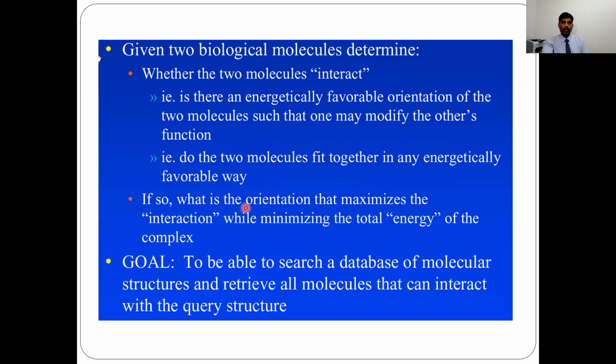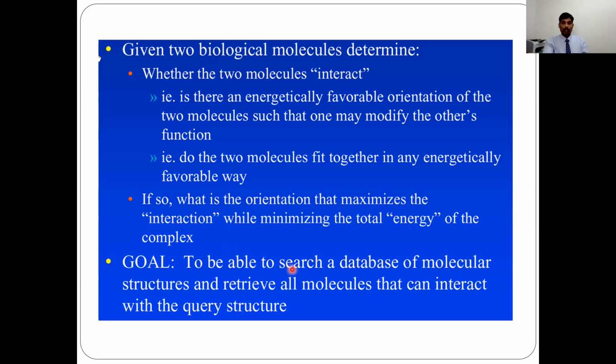So what is the orientation that maximizes the interaction while minimizing the energy of the complex? When you are trying to find whether two molecules bind or not, we need to understand what the favorable orientation is. There are so many orientations possible for each molecule. Which orientation is best for binding the two molecules, and is the energy favoring it? After binding, is the free energy lowering or not? When it is lowering, it is more stable.